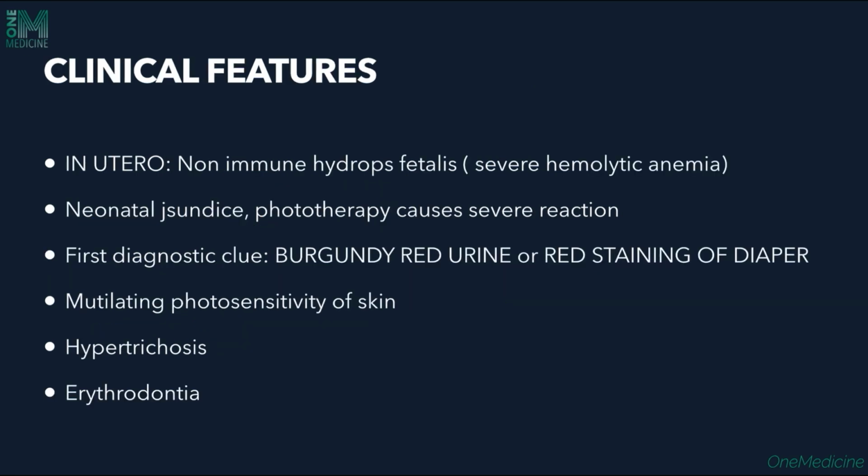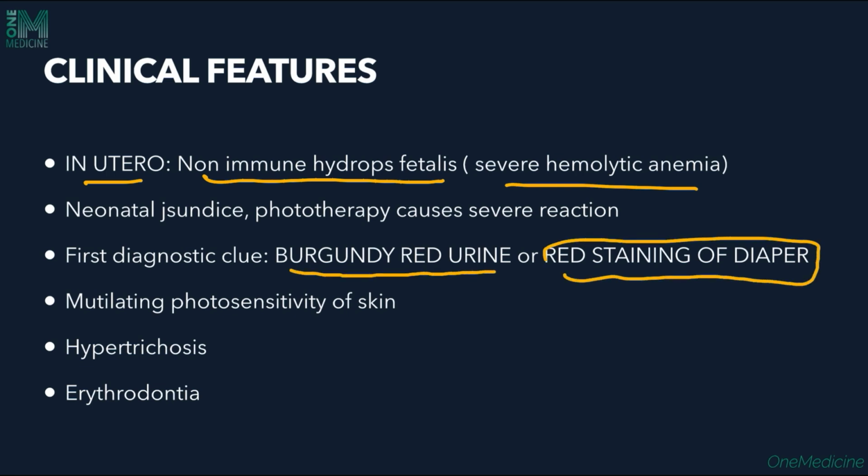Clinically, in utero it can present with non-immune hydrops fetalis, and the patient can present with severe hemolytic anemia. Sometimes even the mother complains of staining of the diapers, which can be the first clue. Burgundy red urine or red staining of the diaper can be seen, which is one of the main indications of the disease here. Also, meconium staining can be present. Neonatal jaundice can be seen, and phototherapy can cause a severe reaction here.